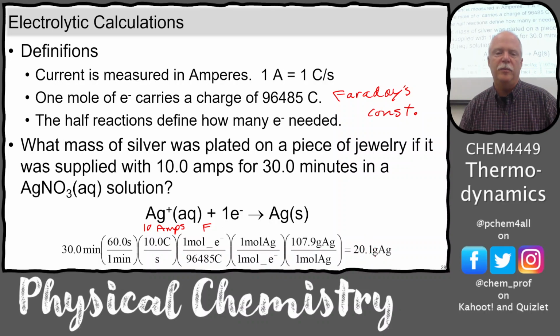That's a lot of silver on that piece of jewelry, but maybe it's big. It's a necklace or something. I don't know. 30 minutes is also a long time, and 10 amps is pretty high current. So we're just now getting into electrochemistry in my research group, so I'm learning a lot more about how to do it well. And yeah, a lot of these are in seconds per thousandth of an inch thickness.